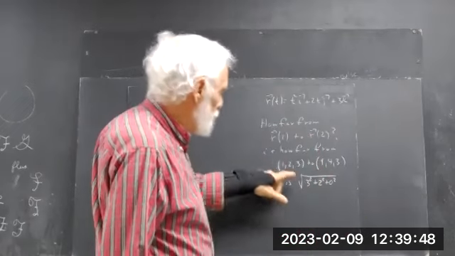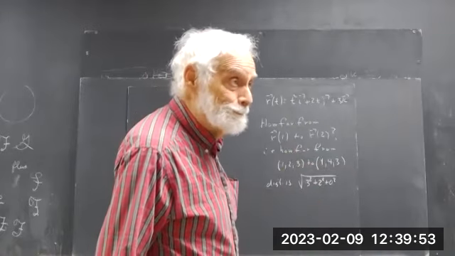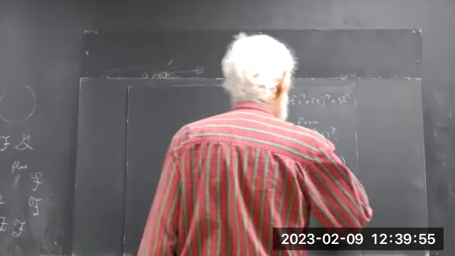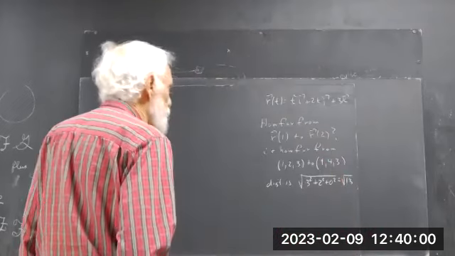Compared to here's 3, compared to here's 2, compared to here's 0, use the Pythagorean theorem. And we get the square root of 13. Okay.